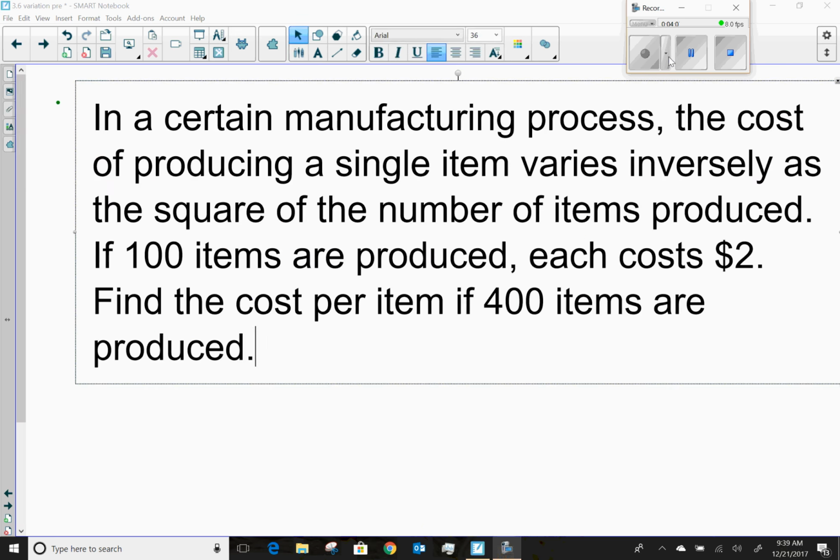Here is another example. We're looking at a company that's producing something, and it costs so much to make those items, and that's what this is talking about. The cost of producing a single item varies inversely as the square of the number of items produced. So how many items I produce will impact how much an item costs. The more items you produce, the more the cost per item goes down.